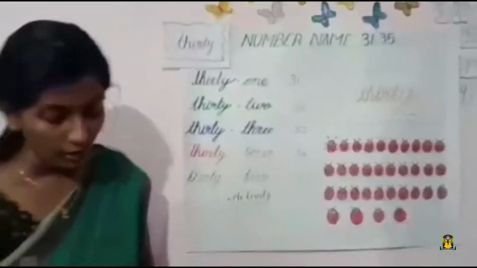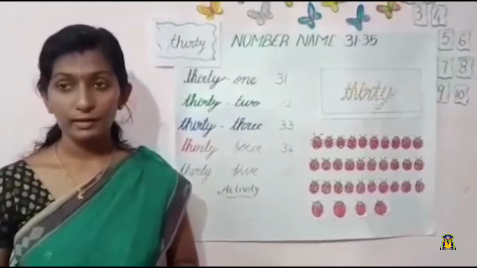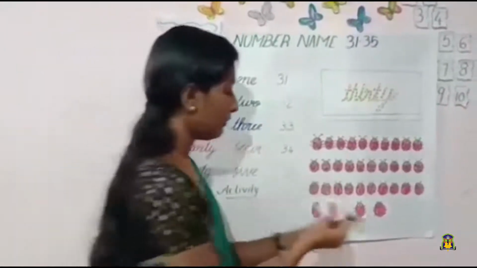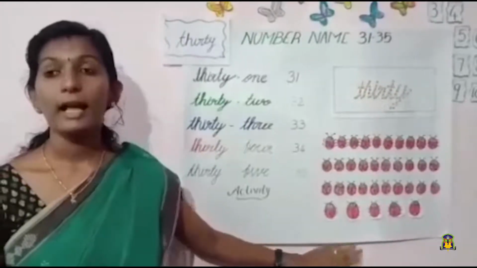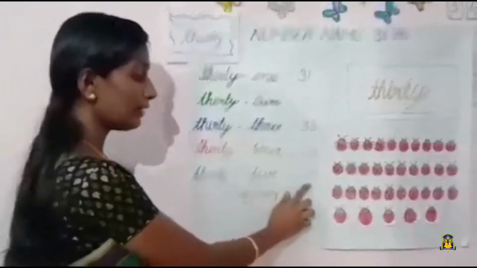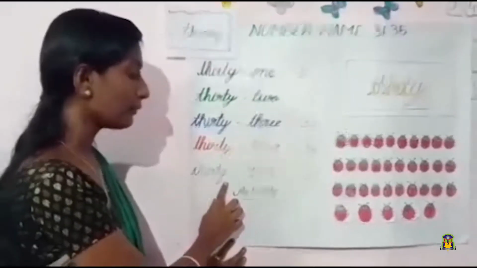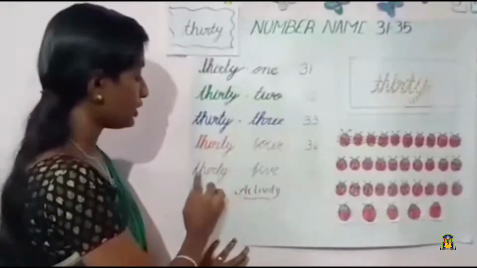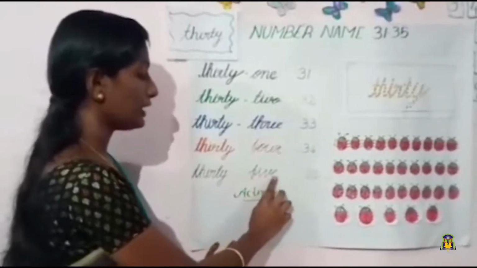34. Now how many ladybugs do we have? 34 ladybugs. When we add one more ladybug with this, it becomes 35. 30 and 5, 35. T-H-I-R-T-Y-F-I-V-E, 35. T-H-I-R-T-Y-F-I-V-E.